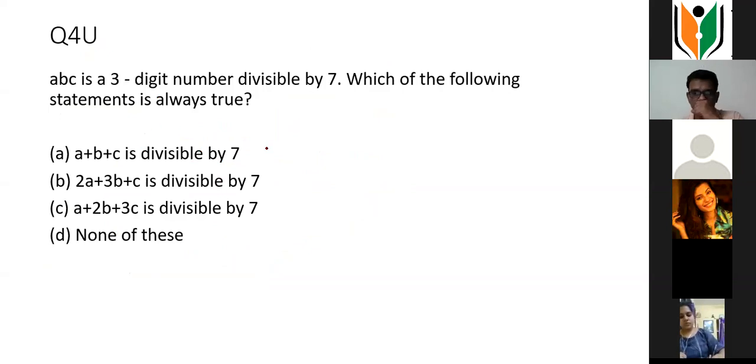Can anyone answer this question? All of you? You have to type in your answer option. That's it. ABC is a 3-digit number divisible by 7. Which of the following statements is always true? Sanika, yes, you can use the same method for cube also.